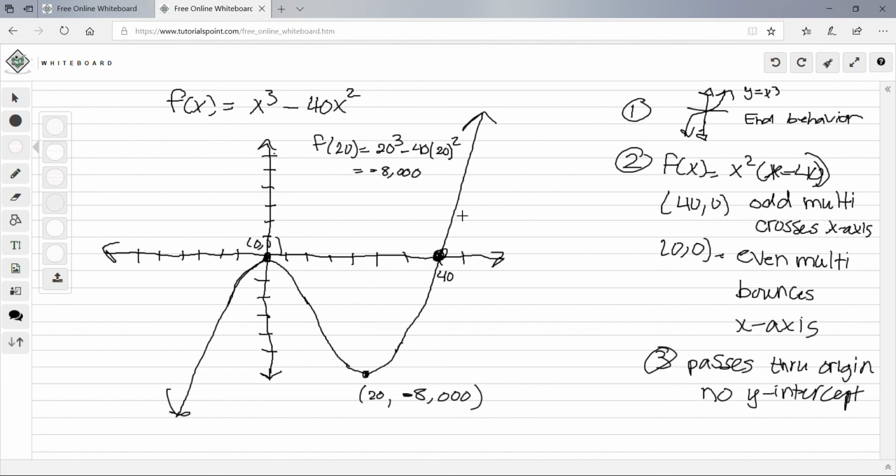When something crosses the x-axis, it just goes right through. And if it's even, it bounces like a parabola. And then the third step is to find the y-intercept. So you basically plug in 0 for x, and then you should get your y-intercept.